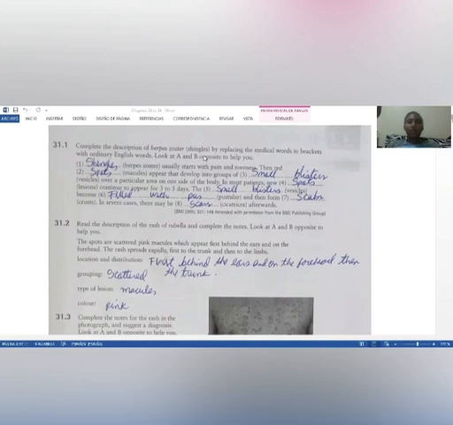Look at A and B opposite to help you. Number one, shingles, herpes zoster, usually starts with pain and soreness. The red spots, macules, appear and develop into groups of small blisters, vesicles, over a particular area on one side of the body.